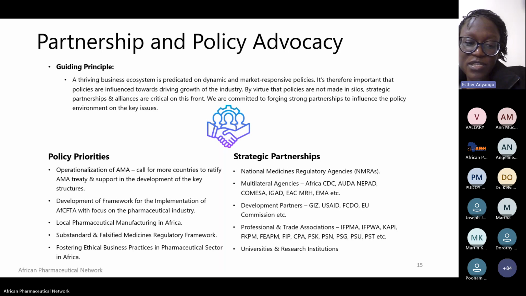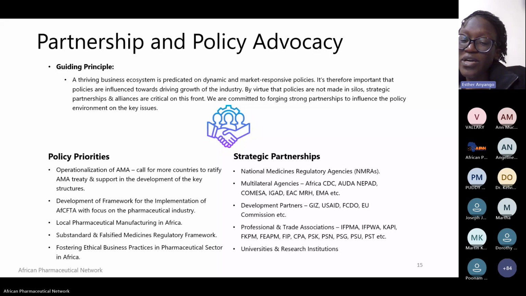Issues to do with development of frameworks for the implementation of the Africa Continental Free Trade Area, local pharmaceutical manufacturing in Africa, issues to do with substandard and falsified medicines, regulatory frameworks, ethical business practices in pharmaceutical sector. So those just fall under all our policy priorities.